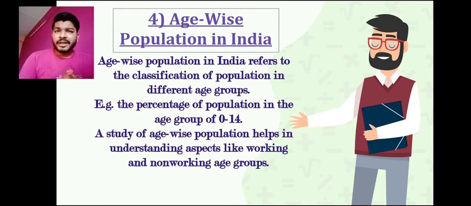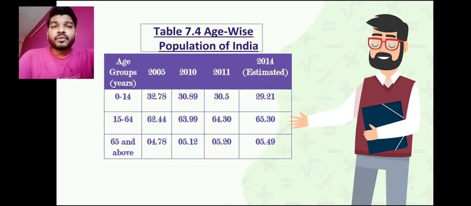We know that students are not allowed to work; child labor is prohibited till 14 years of age. So the 0 to 14 age is not considered a working group. But from 15 years, you can start working in different part-time jobs to full-time jobs. So this is what we should have in mind.